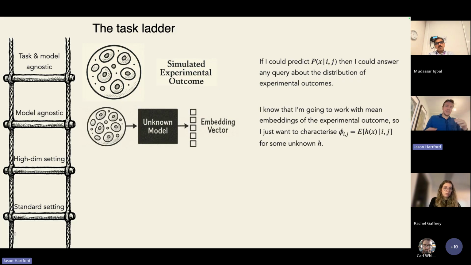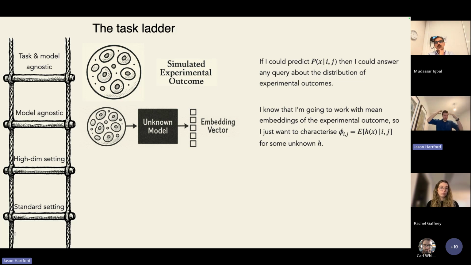Then the next step down is I say, look, I know that the form of the query that I'm going to be asking is in the form of a mean embedding, right? So what's a mean embedding? It's just the average across this distribution of some function h. So any query that I ask is going to take the form where I have some function in mind, and I'm going to average across all the data. Like if I had run the experiment, I'm going to apply some embedding function to that, and I'm going to average it. And then I'm going to do something with that rather than doing something with the distribution as a whole.